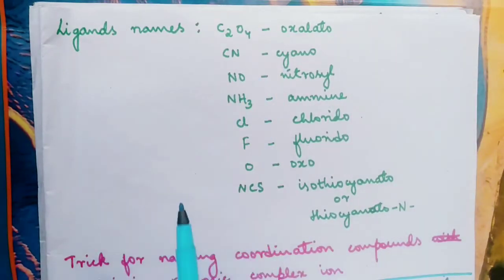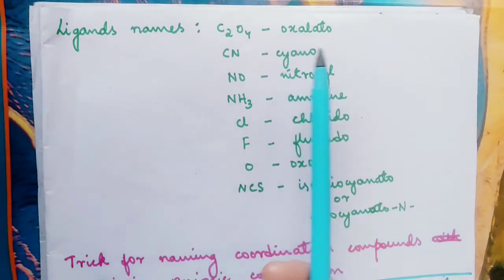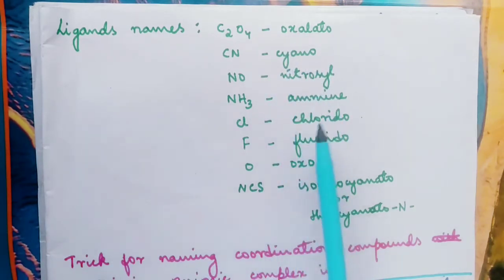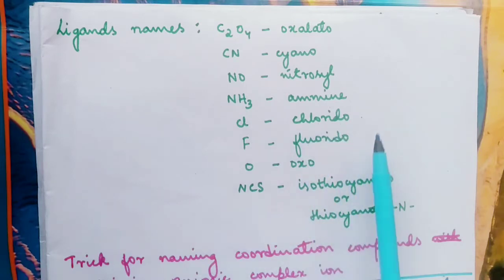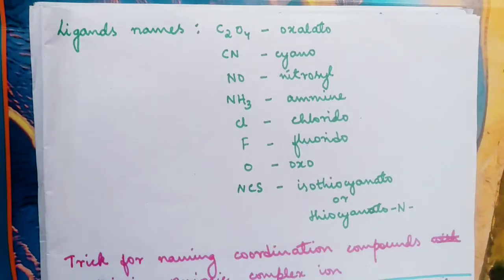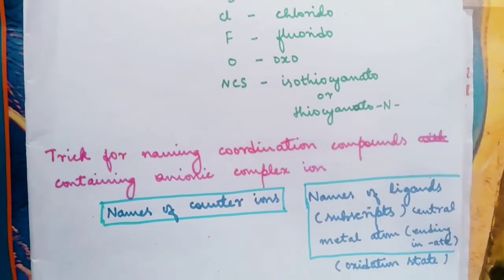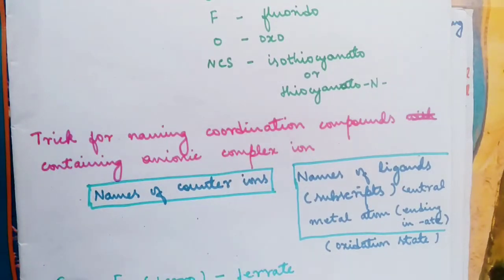For C2O4, it is named as oxalato, and then cyano, nitrosyl, amine, chlorido, fluorido, oxo, and for this one it is isothiocyanato or thiocyanato N. Okay, so there is a trick for naming the coordination compounds containing ionic complex ion.